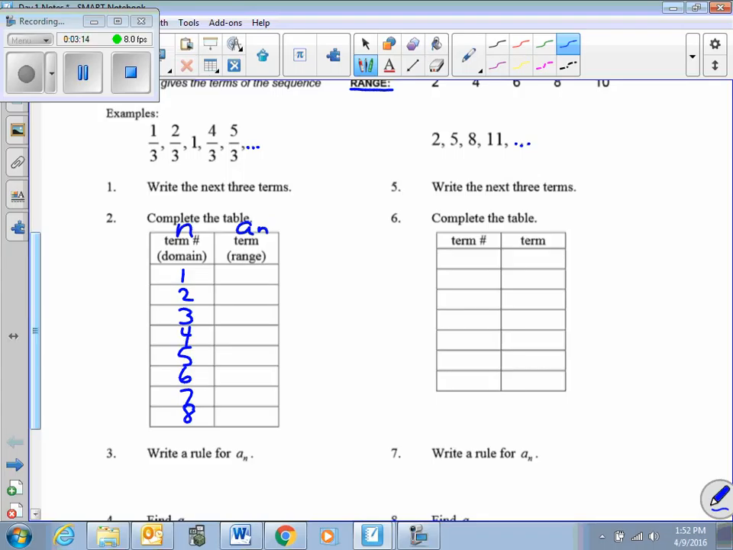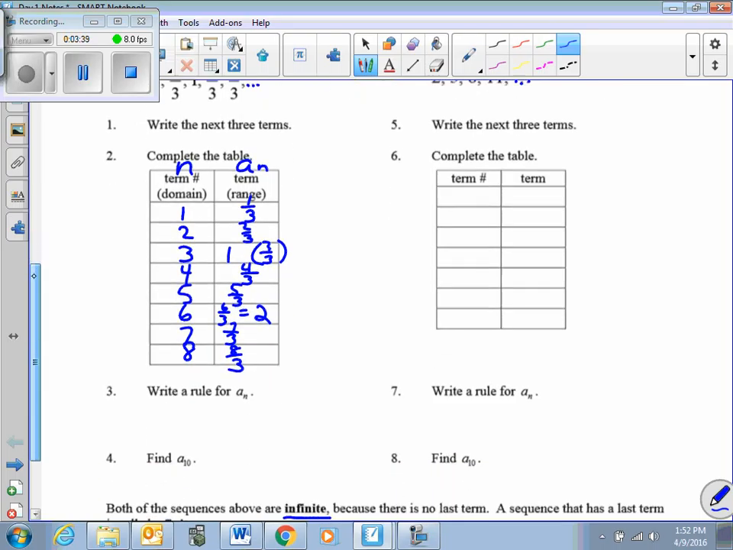So my first term, a sub 1, is 1/3, then 2/3, then 1, and I know that's 3/3. Think of it that way. Then 4/3, 5/3. What's going to come next? 6/3, which is 2, of course. Then 7/3, 8/3. So we have our table filled in.